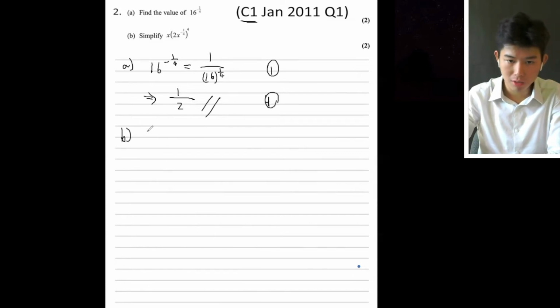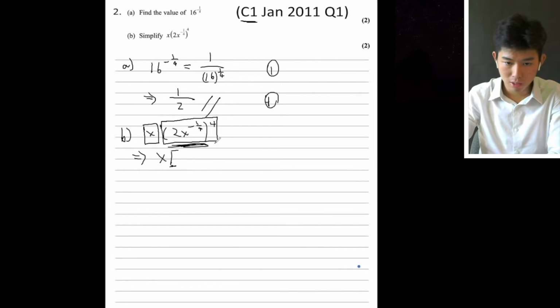And for part B, x times 2x to the power of minus 1 over 4, all to the power of 4. Okay, so the first thing we have to do is to separate the x and the bracket 2x to the power of minus 1 over 4 to the power of 4. So next thing is to just copy the x down to the next step. Okay, bracket for this thing here. 2 to the power of 4 would be equal to 16, and minus 1 over 4 times 4 would be minus 1, so it would be x to the power of minus 1.